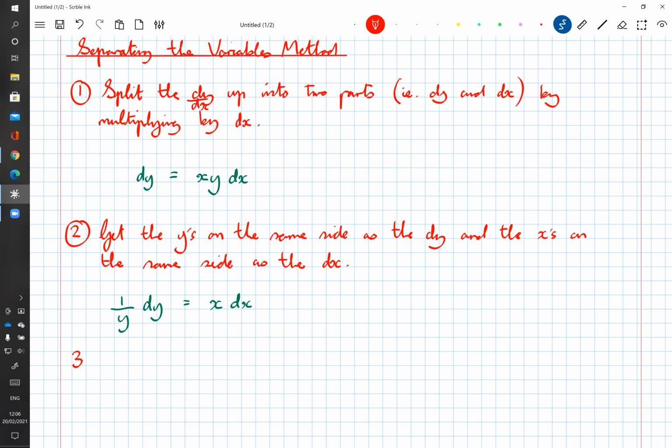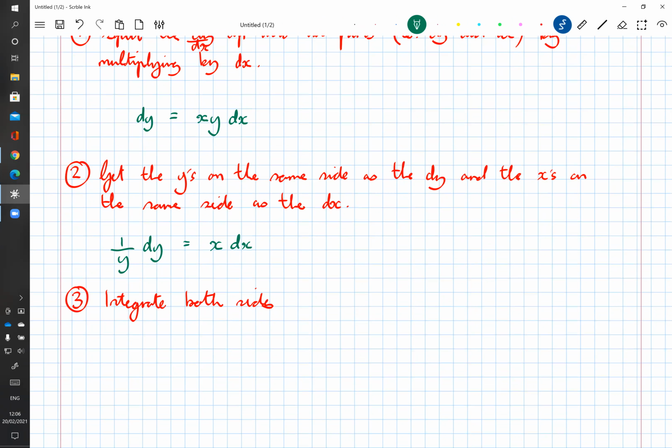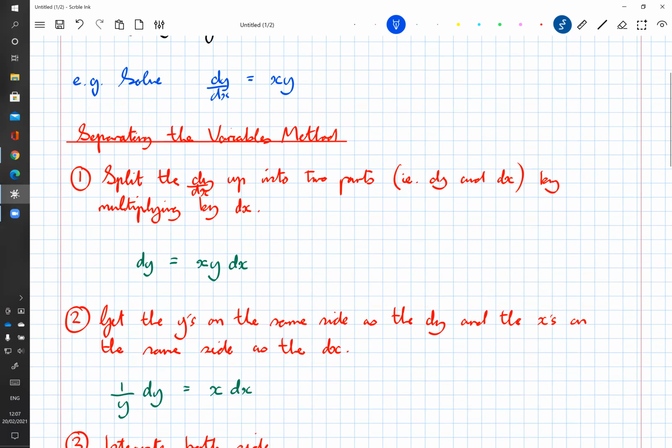Step 3. Integrate both sides. So we end up with the integral of 1 over y dy equals the integral of x dx. And I'm just going to pause for a second there, because I said before that it wasn't quite mathematically correct to integrate both sides, to split up the dy and the dx like that. So what I'm going to do is quickly show you, only once, mind, what the process we're actually fudging by splitting up the dy and the dx actually is. So I'm going to go back and do this properly for a second.